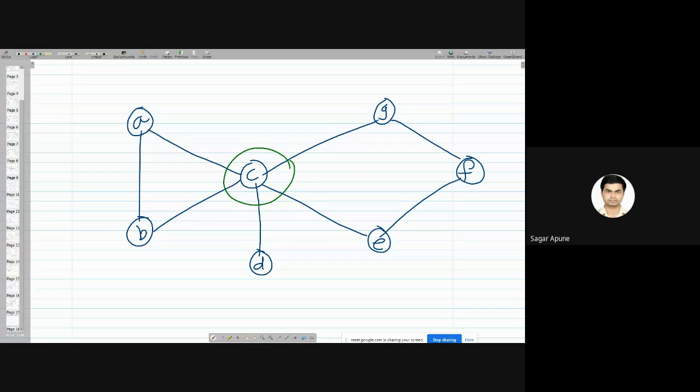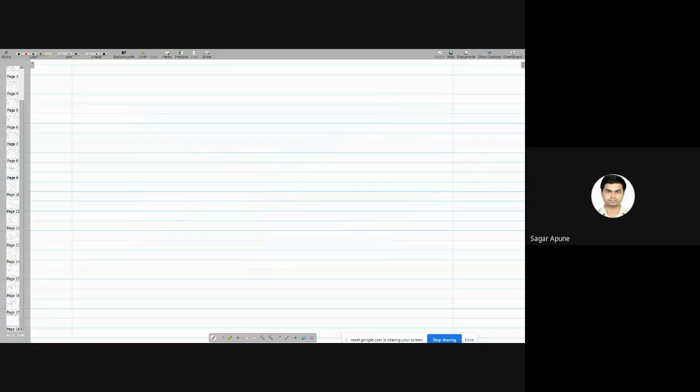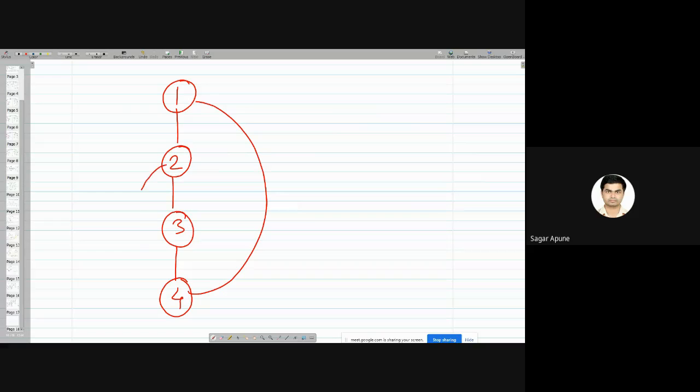Then tell me the next graph. Suppose my graph is like this: 1, 2, 3, 4, all connected to each other. Okay, tell me which is the articulation point, or how many articulation points or cut vertices are there.